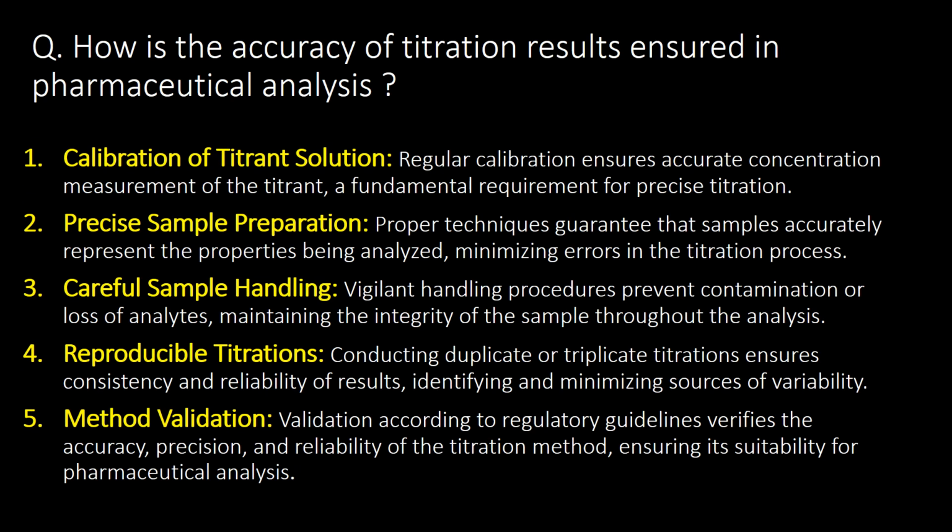How is the accuracy of titration results ensured in pharmaceutical analysis? Accuracy of titration results is ensured by following 5 ways. First, calibration of titrant solution. Second, precise sample preparation. Third, careful sample handling. Fourth, reproducible titrations. And fifth, method validation.